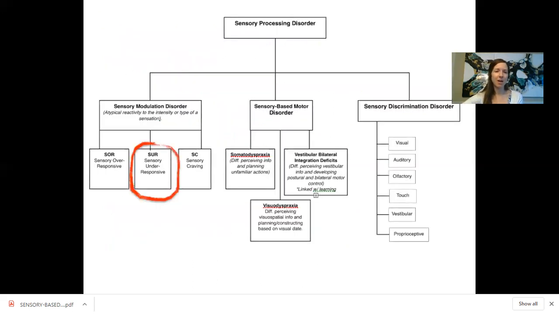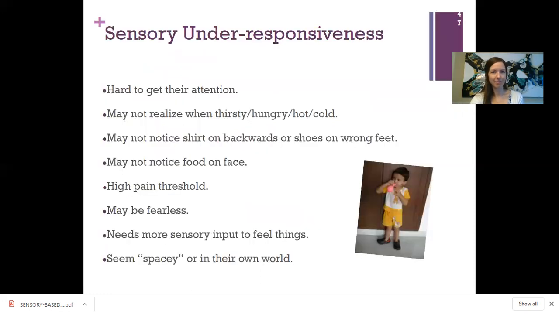Okay, let's talk about sensory under-responders. So these are the kids, and you can see this kid in the picture is wearing his shoes on the wrong feet and just has no idea, and his clothes are kind of turned around on his body. He's just one of those easygoing kids. It might be hard to get their attention, and they may not realize when they're hungry, thirsty, hot, or cold. They may not notice if their shirt's on backwards or their shoes are on the wrong feet, or notice food on their face. These are the kids who tend to have a high pain threshold. They might be fearless.